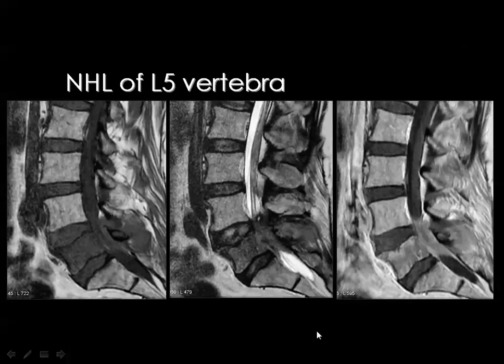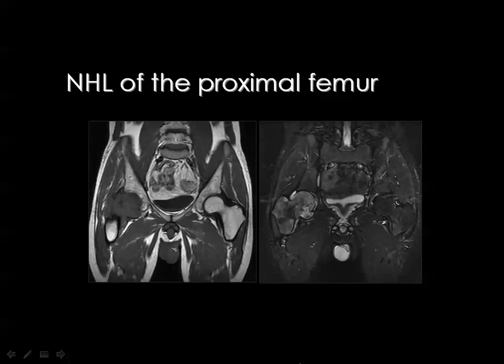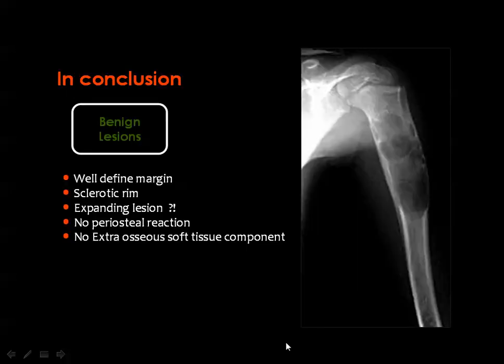Then diffuse bone marrow involvement of the L5 vertebral body associated with extraosseous soft tissue component inside the spinal canal and retrospinally. This is the T2 weighted image, and this is T1 post contrast with homogeneous enhancement of the tumor and its extraosseous soft tissue component. And this is lymphoma of the femur on the right side. There is an infiltrative mass affecting the femoral head and the neck, and the mass showed intermediate or low signal in the T1 and increased signal in the T2 weighted images.